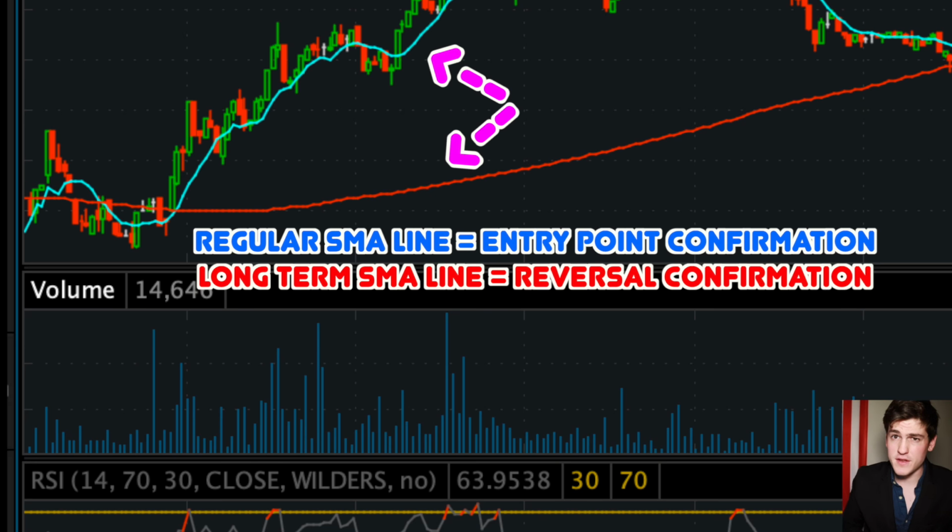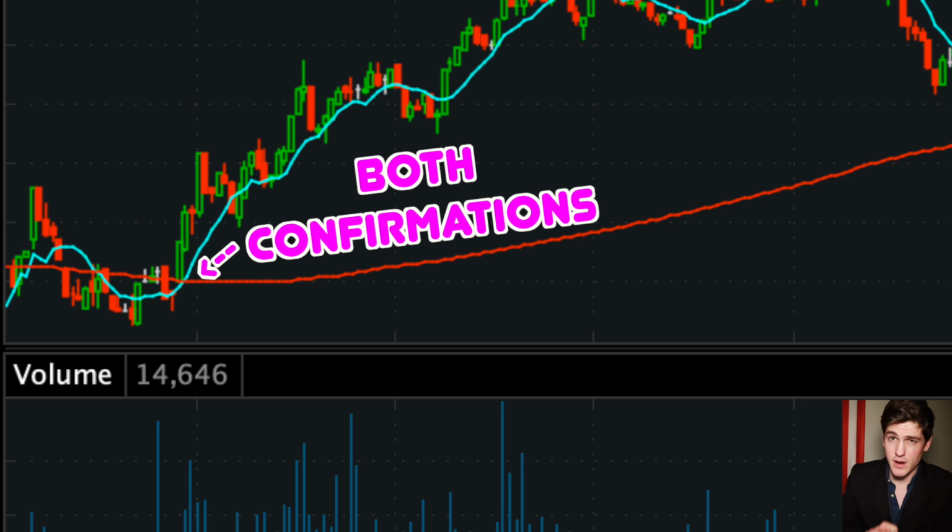If this sounds confusing, it's really not. SMA lines offer confirmation points. That's one of their main purposes, and based on how you configure them, they offer different confirmation. But you can take this a beautiful step further by combining both confirmations to find the position where the odds are most in your favor.